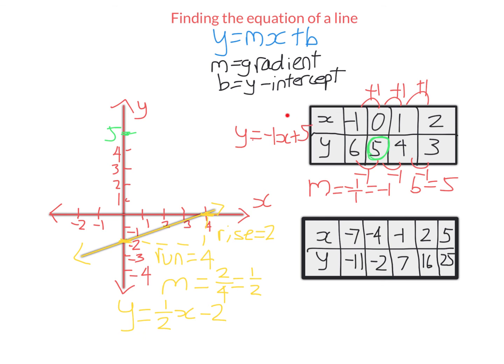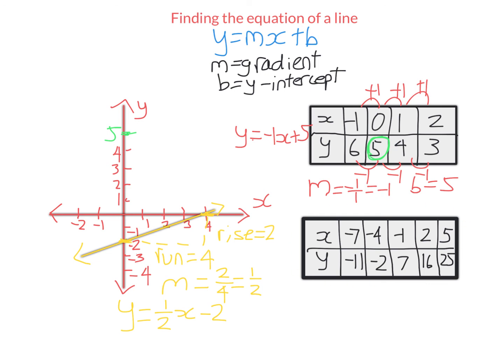So think of this equation as a rule. It's a rule that tells you how to get the y value if you know the x value. So, for example, if x is negative 1, negative 1 times negative 1 plus 5 is 6. Negative 1 times 0 plus 5 gives you the y value of 5. If I substitute x is 1, I get y equals negative 1 times 1 plus 5, which is 4. This equation tells you how to get the y value if you know the x value.